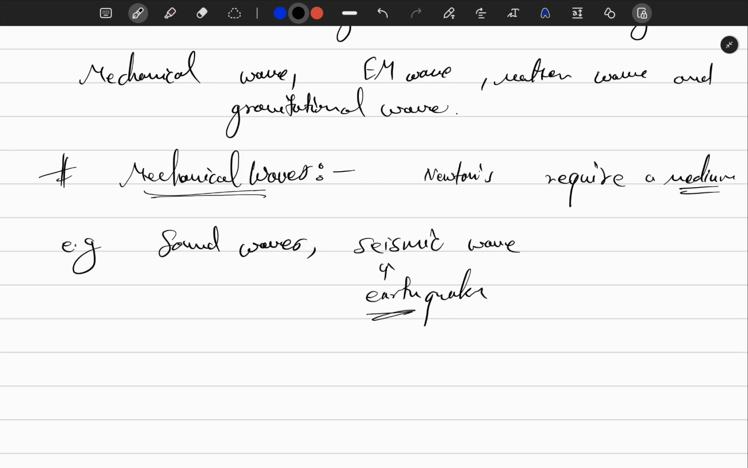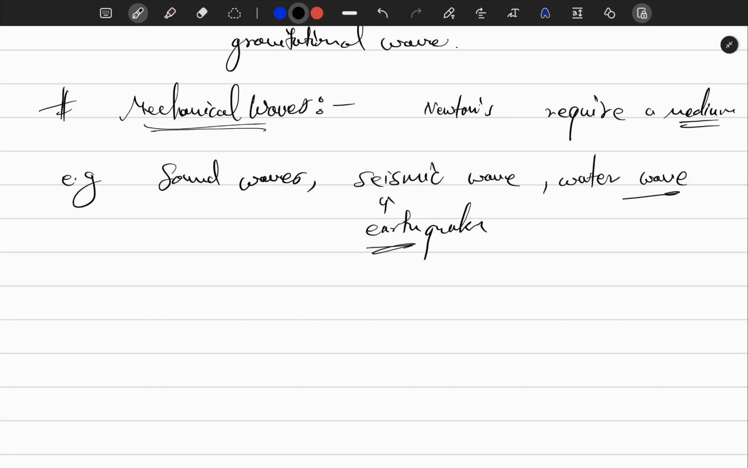Seismic waves and water waves all need a medium for their propagation and they follow Newton's laws. That's why these types of waves are called mechanical waves, or also called elastic waves, because the medium follows the rules of elasticity.